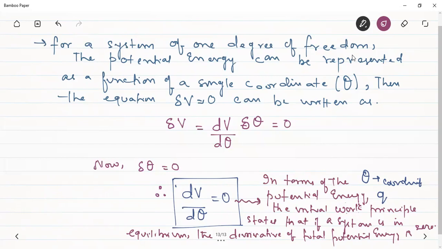In the next lecture we are going to discuss the stability of equilibrium, and we will conclude our syllabus with a few, 3 or 4, questions using this principle, the potential energy criterion for equilibrium.